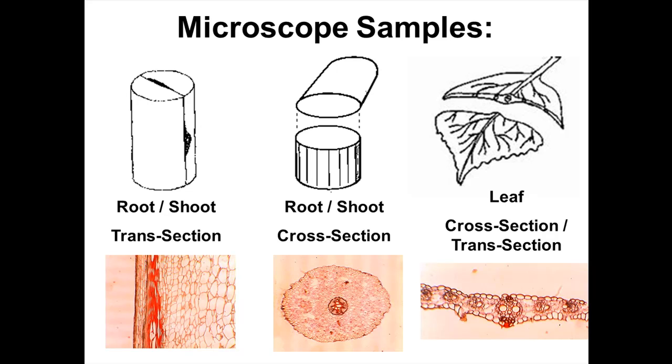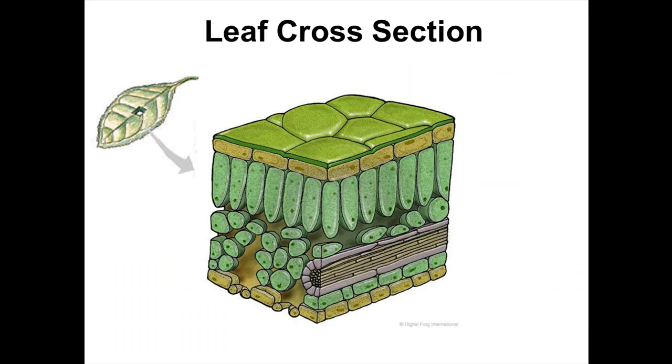So let's get straight into it. Let's look at some of the tissues. So here we've got a leaf cross section or a transverse section through the leaf. It's actually a little bit different because we've punched a square out of the leaf, and this is what we're looking at here. The transverse section or the cross section would be this face.